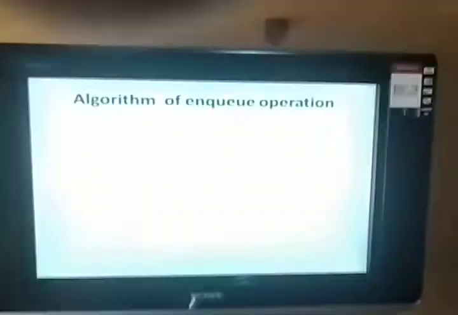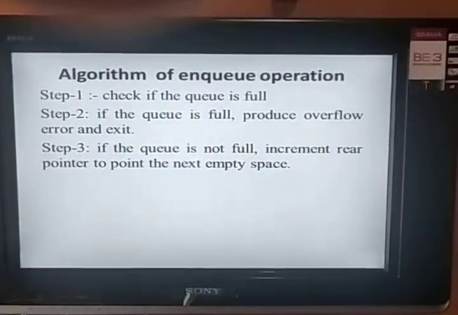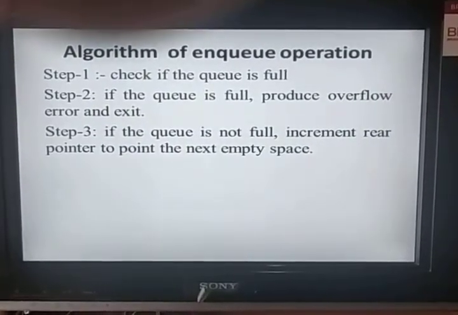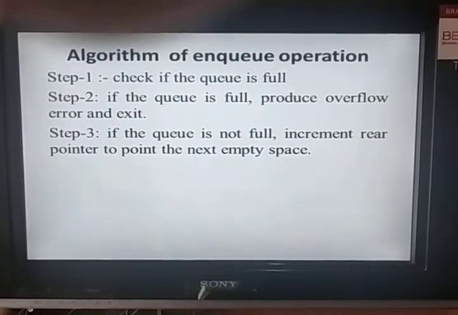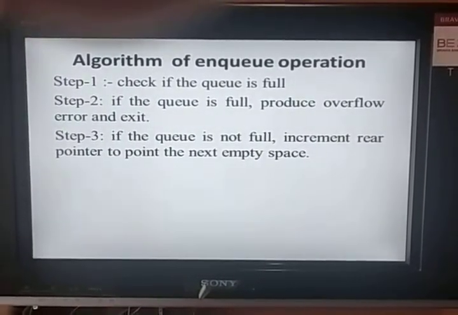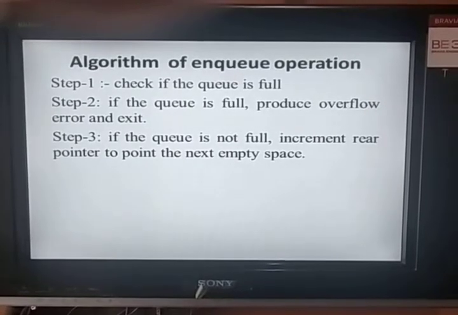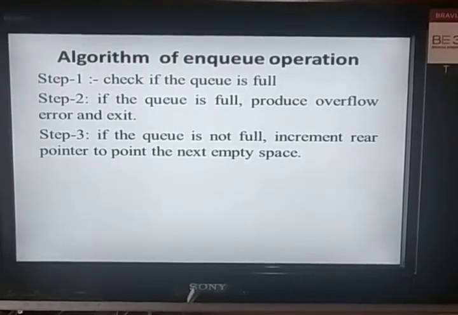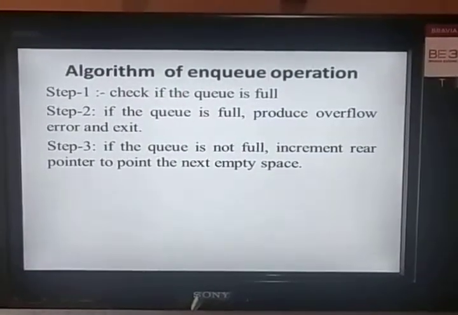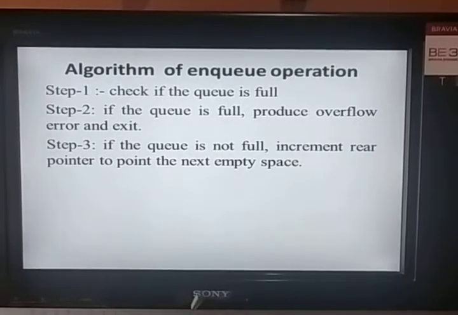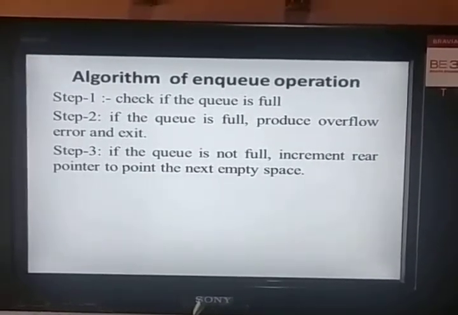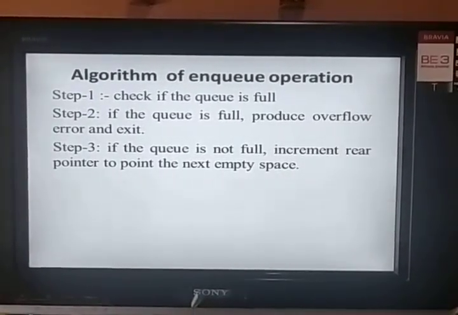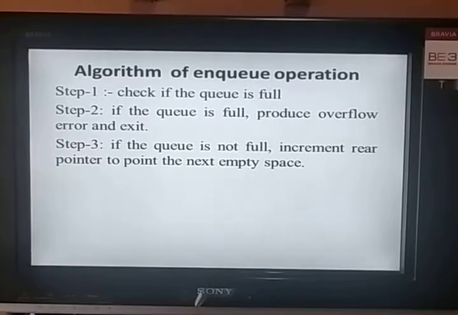So first we are going to learn the algorithm of the NQ operation. Step 1, check if the queue is full. Then step 2, if the queue is full, then produce an overflow error and exit. It means there is no space to add any element. In step 3, if the queue is not full, it means there is space to add an element.